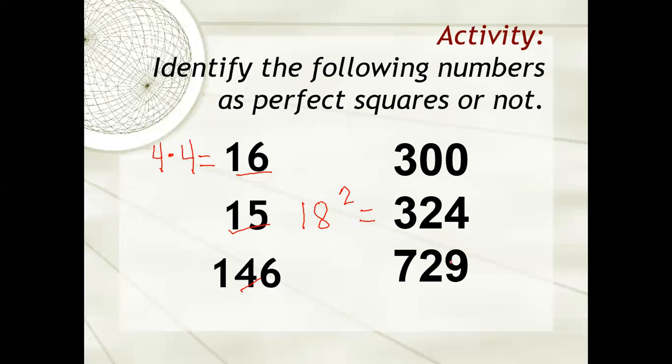How about 729? Is 729 a perfect square number? Yes or no? Yes, very good. Because the factor of 729 that when you multiply it by itself will give you a product of 729 is 27 squared. So when you multiply 27 by itself, it's equal to 729. So those are examples of perfect square numbers and non-perfect square numbers.